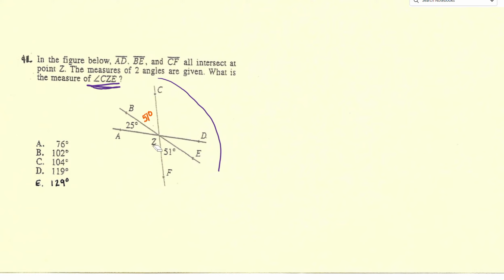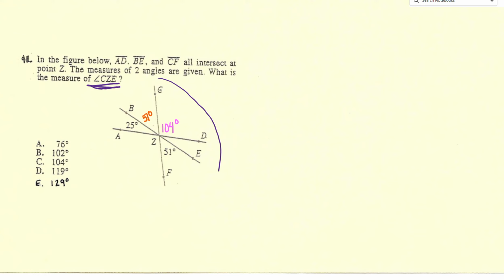All right, then let's go back to the fact that we know these right here, that's a line. That means that is 180 degrees. So 180, subtract 25, subtract 51, leaves me with 104 for that angle. Now remember what the question's asking for.